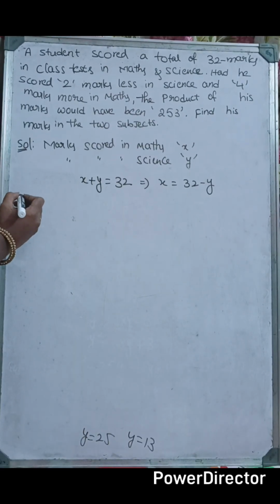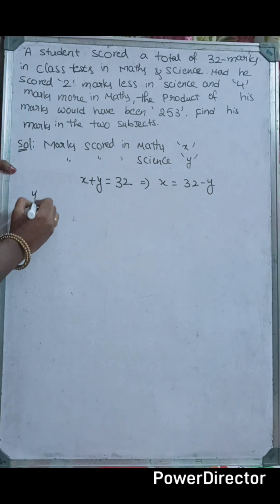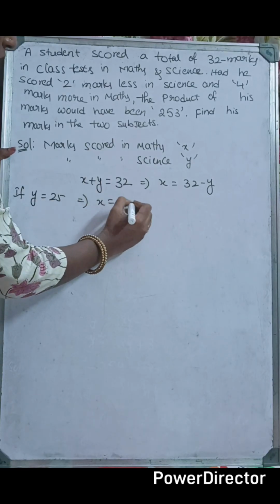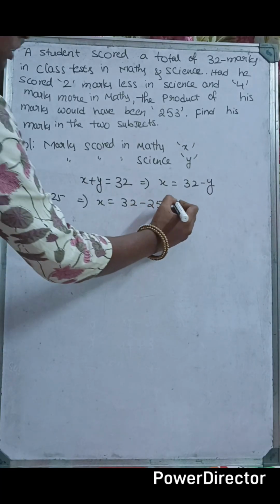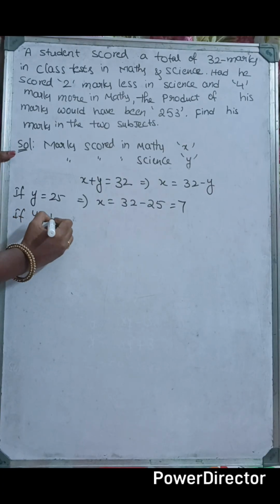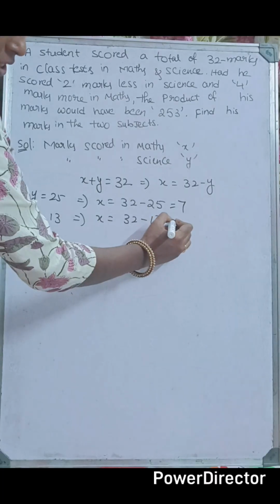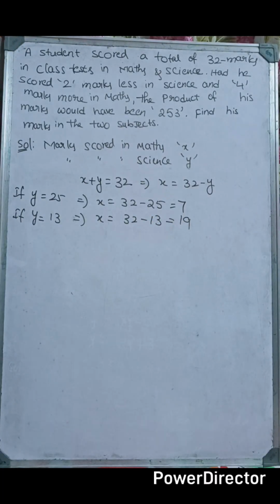So from here we got y is equal to 25 and y is equal to 13. We have got two values of y. If y is 25, then what will be the x value? X is equal to 32 minus 25, it is 7. Then if y is equal to 13, then x value is 32 minus 13, which is 19.